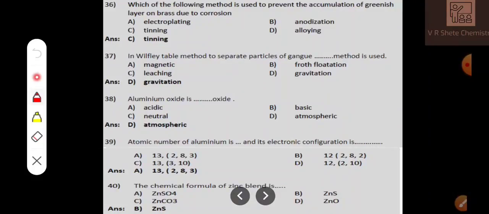In the hydraulic washing method, separation of gangue particles is carried out by gravitation. The metal having more density settles at the bottom easily. Aluminum oxide is an amphoteric oxide, which shows both characters, acidic and basic. The atomic number of aluminum is 13, so the electronic configuration is 2, 8, 3. The chemical formula of zinc blende is ZnS.